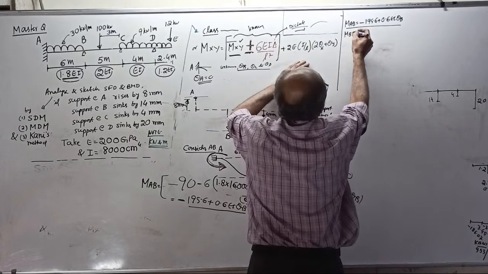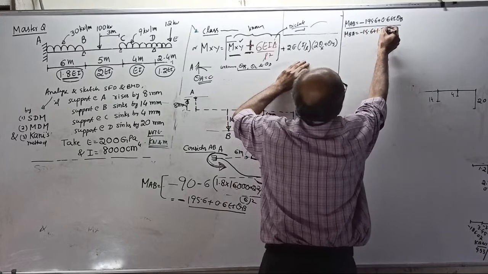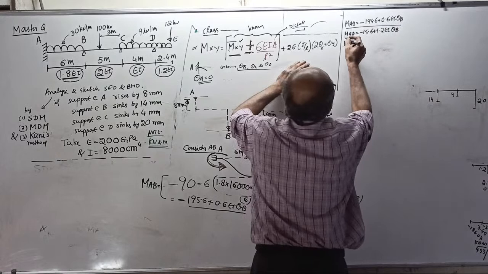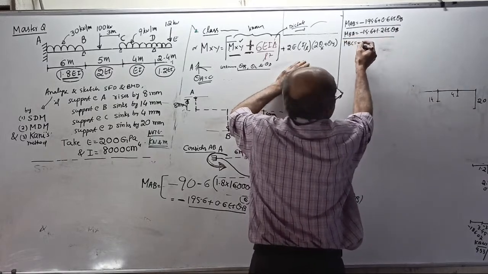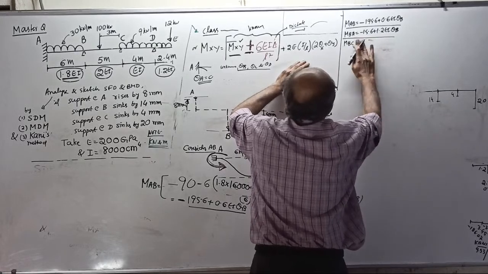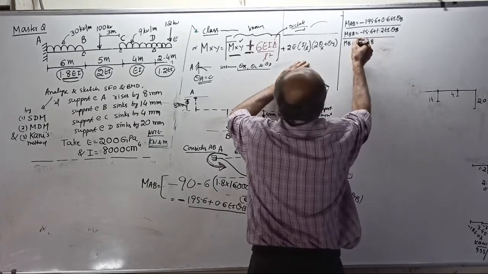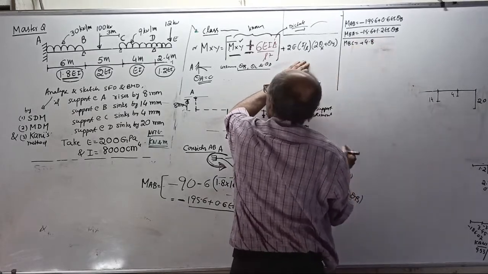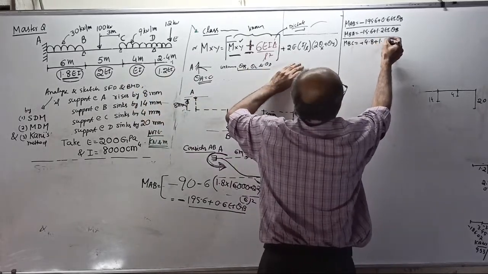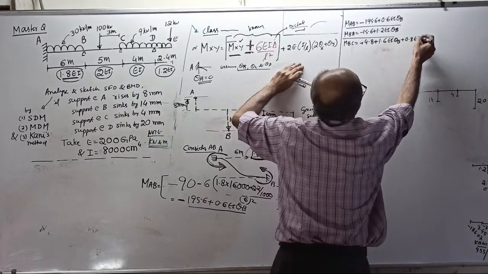Don't look here now. Your MBA will come minus 15.6 plus 1.2 EI theta B. And your MBC, this is MBA, your MBC will come, I write now only, plus 4.8, don't worry, still pending. I am writing this because of the space problem. Plus 4.8, 2 into 2 is 4, 4 into 8 is 1.6, plus 1.6 EI theta B, I am still not finished, plus 0.8 EI theta C.